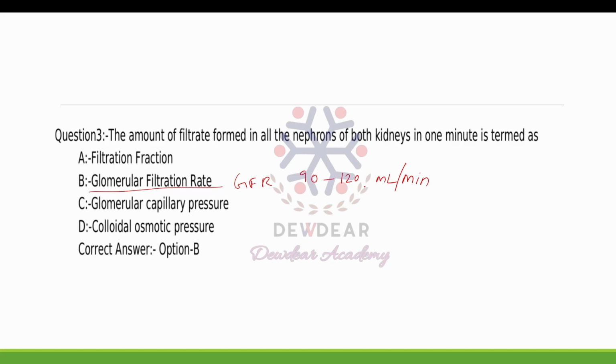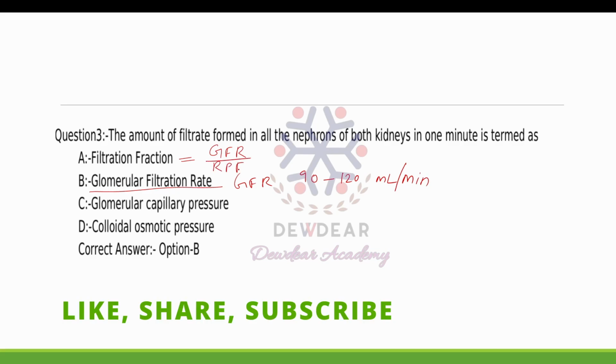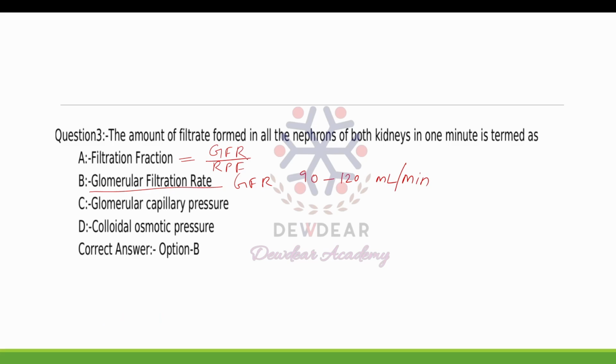Filtration fraction is the ratio of GFR, or glomerular filtration rate, to the renal plasma flow, RPF. It represents the proportion of the plasma that is filtered through the glomeruli of the kidneys. How much of the plasma is filtered through the glomeruli? So it gives the ratio or proportion. It is the ratio of GFR to the renal plasma blood flow.